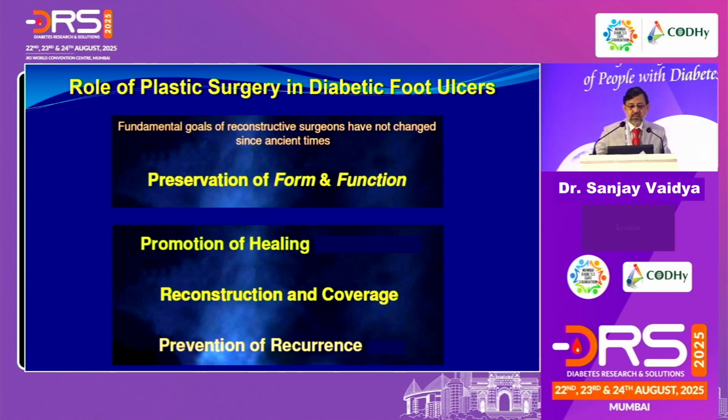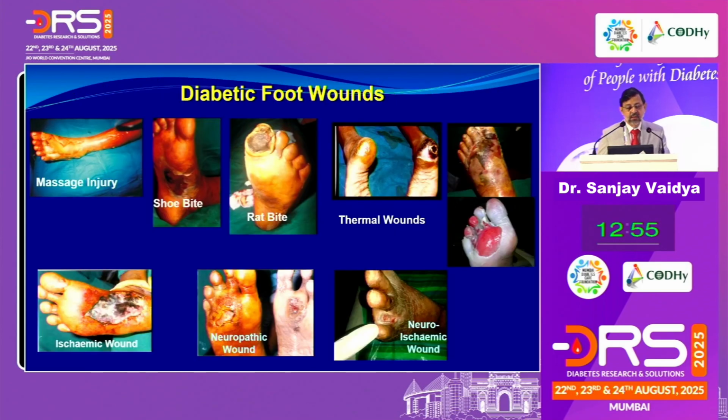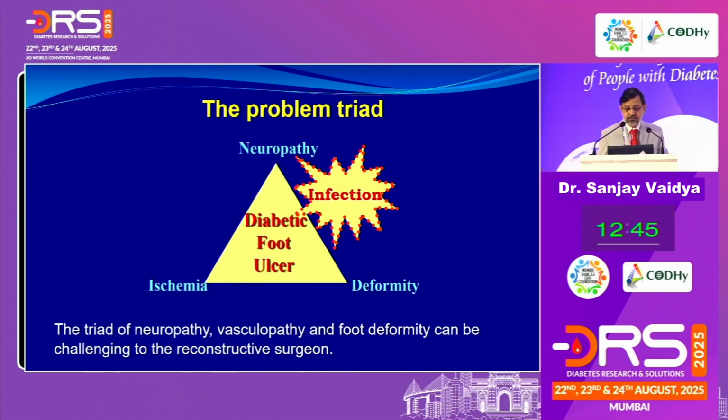So as I mentioned earlier, the fundamental goal of a reconstructive surgeon is to preserve form and function and promote healing, reconstruction coverage and prevention of recurrence, which is very important. As you all know, as plastic and diabetic foot surgeons in tertiary care hospitals, every day we come across different types of complex wounds. And as we all know, it's a problem triad of neuropathy, ischemia, and deformity. And if there is an infection, that is the challenge.